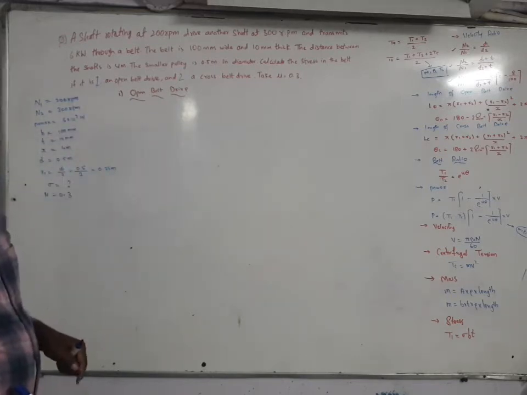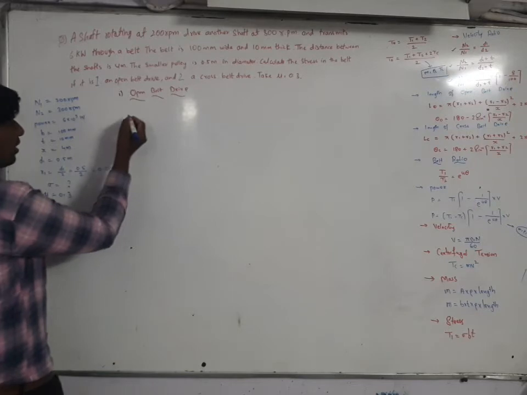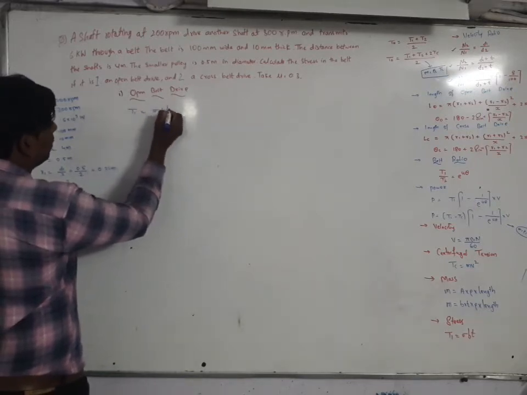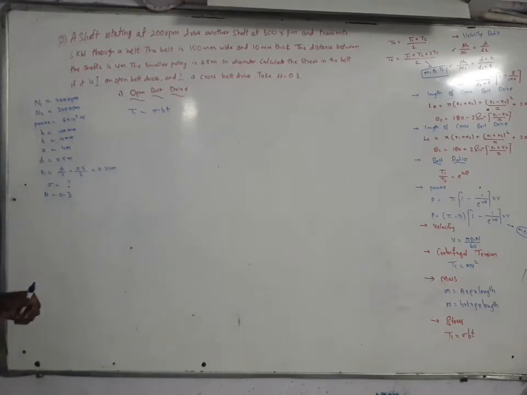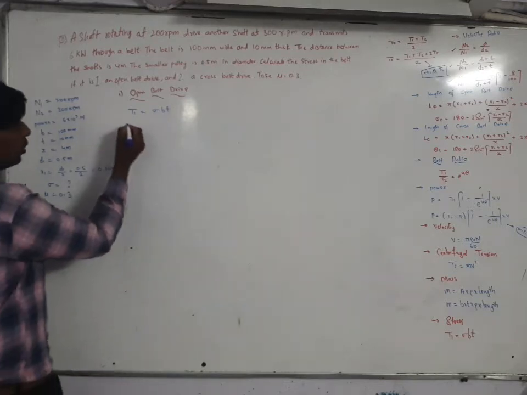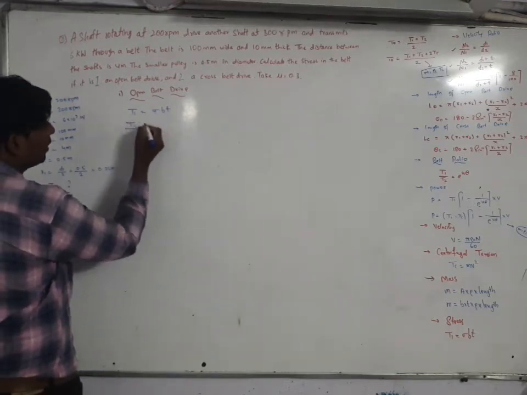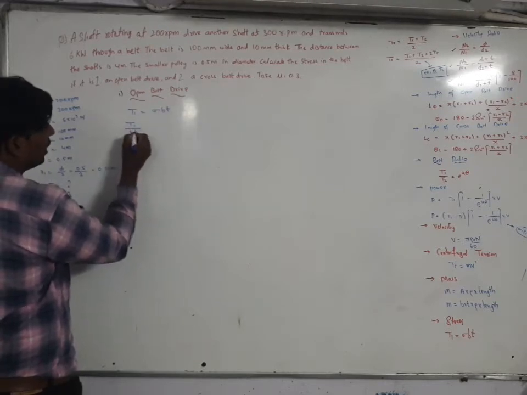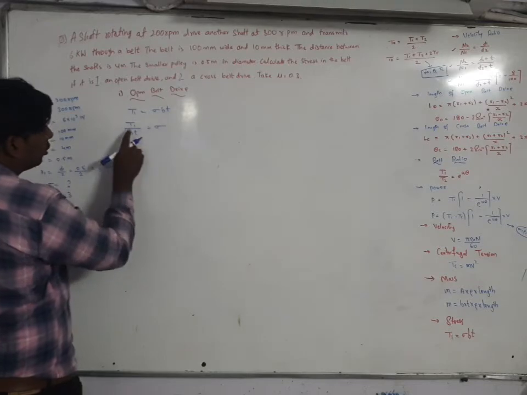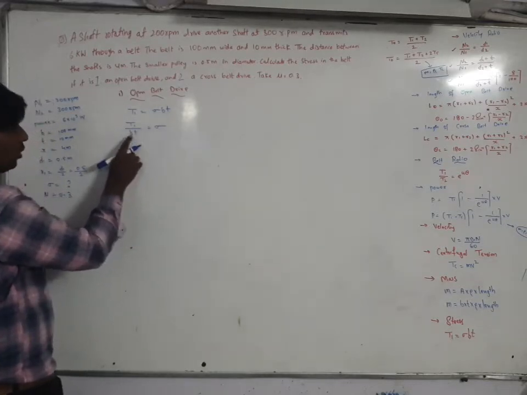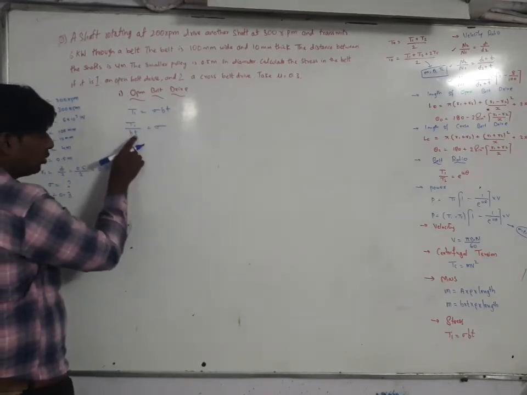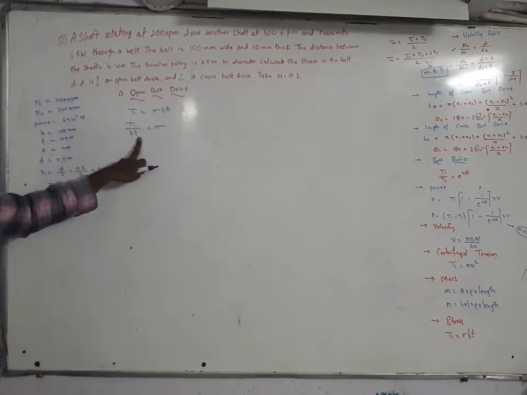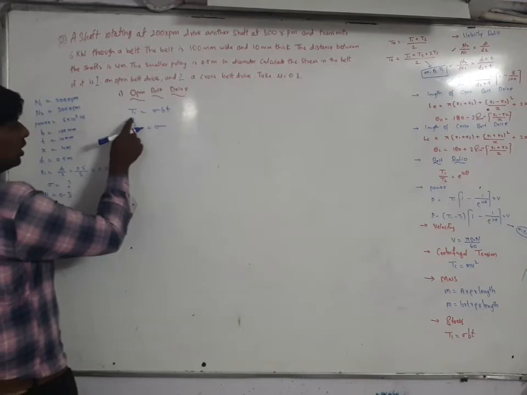First you have to find out the stress. For finding the stress, one simple formula is there. T1 is equal to sigma BT. So sigma is equal to T1 by BT, sending the BT to this side. Here you don't know the value of T1, but you know the value of B as well as the value of thickness. So first find out T1.